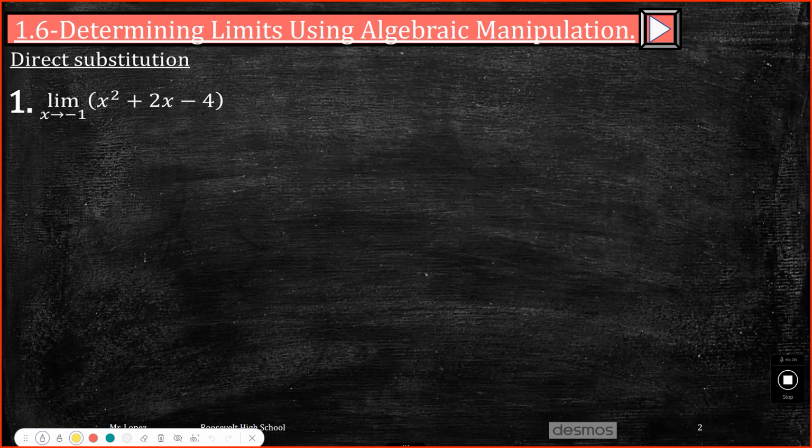Less than 1.6, determining limits using algebraic manipulation. One thing, and we talked about it before, this is a quadratic. Remember pre-calculus, a quadratic function is continuous everywhere. So if it's continuous everywhere on all the reals, then you could just plug it in to find the limit. So plug in x equals -1 into each. So that would be -1 squared plus 2 times -1 minus 4.